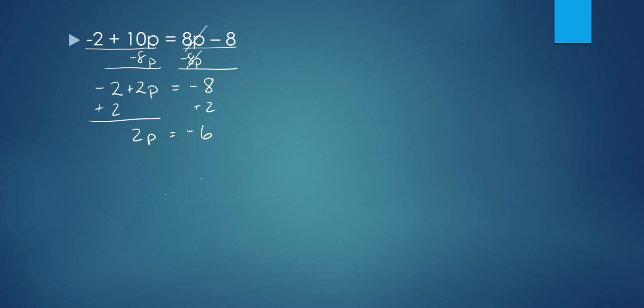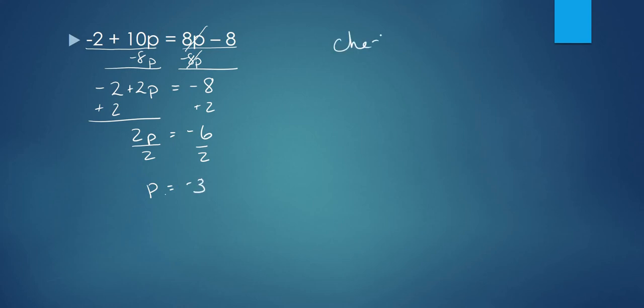The last step is to look and see if I need to combine any terms. I do not. And finally, I'm going to use division or multiplication. In this case, since it's 2 times p, I'm going to divide by 2 to get my final solution.